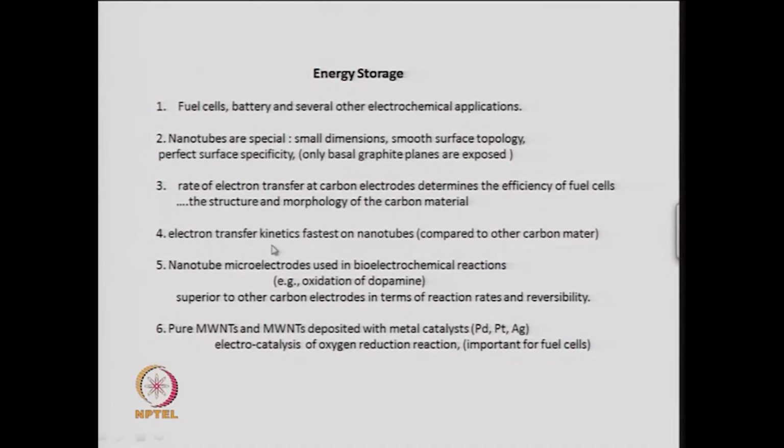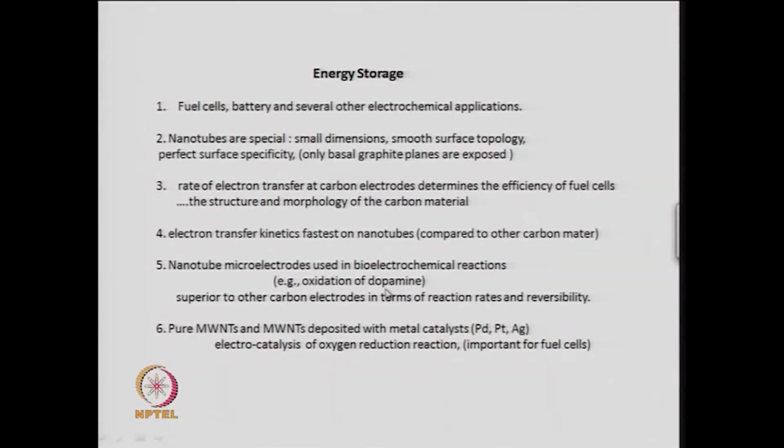So, electron transfer is very fast on the nanotubes, and hence the efficiency will be much higher. People have looked at these nanotubes as electrodes, for example in the oxidation of dopamine, which is an electrochemical reaction using a bio reagent. So, you can study bioelectrochemical reactions using nanotube microelectrodes, very fine electrodes made of carbon nanotubes, and you dip it in a solution containing dopamine.